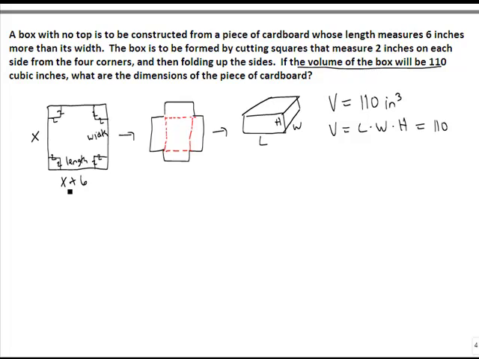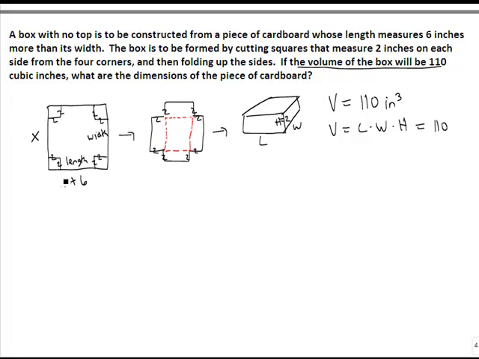So let's start with the height first. The height comes from folding up these little 4 flaps. And if you think about our little squares that we cut out, this was 2 by 2 by 2 by 2 all the way around. So when you fold up one of these flaps, how high up is it going to go? It's going to go up 2 inches. So the height is just 2. Okay, that's the easy one. Now we have to get the length and the width, which are a little bit tougher to see.